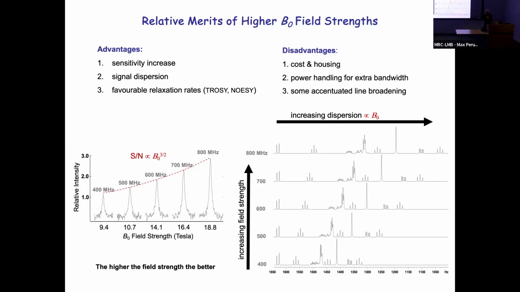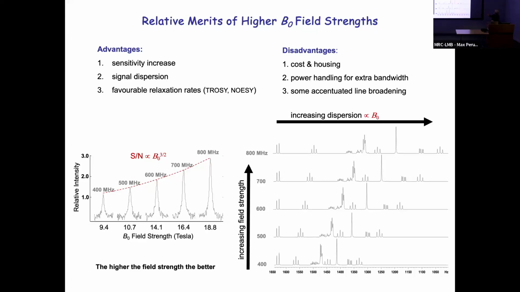And as we increase the field strength by about 100 megahertz, it doubles the cost of a spectrometer. So you really need to have justifiable reasons for wanting to go to higher field strength, because it's a huge relative cost. We also get favorable relaxation rates, which we may come on to as well. The disadvantage is it costs a lot of money, and the footprint for housing these becomes a huge problem. You've got to find the real estate to put this stuff on.